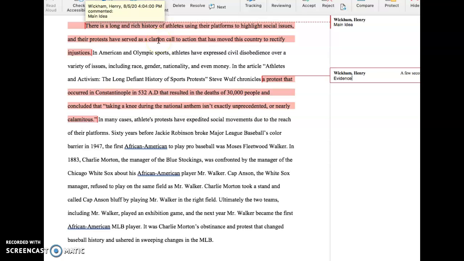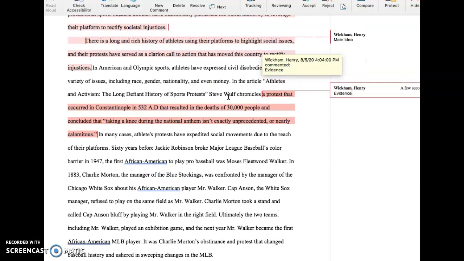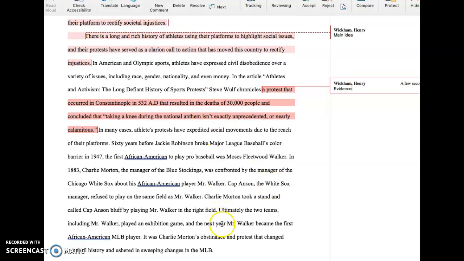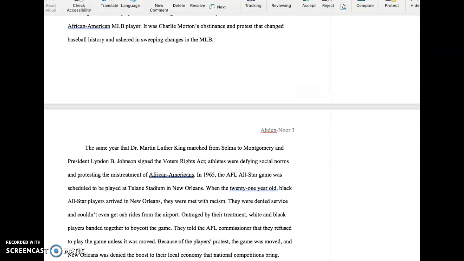Does he back it up with evidence? Well, pretty early on we see that he does use a lot of really strong evidence, including some evidence that goes all the way back to 532 AD in Constantinople when a protest occurred that was related to sports. So he's got a main idea and evidence supporting that idea. Now, doing annotations, I continue reading this paragraph and then move on to the next.